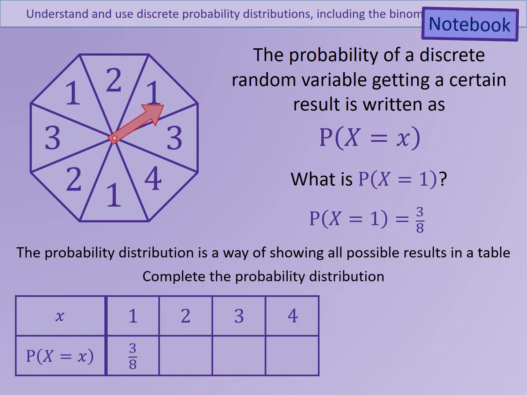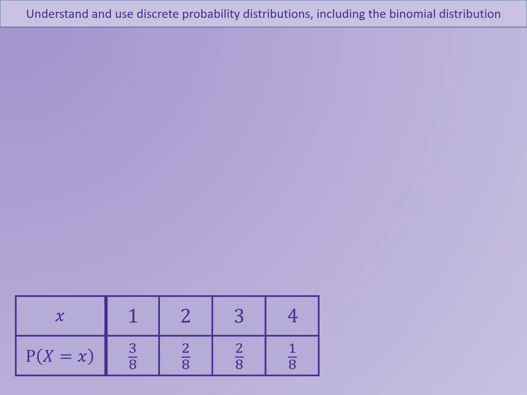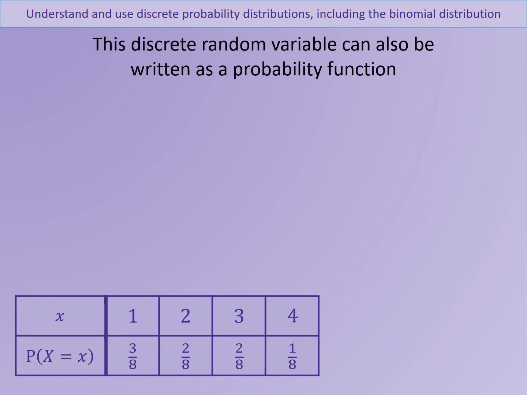So for 2, we have 2 lots of 2 on that spinner, so that's 2/8. Number 3, we have 2 of those as well. And the final one, we have 1/8. And what you should notice is all of these probabilities add up to 1. So if there is ever one probability missing from a table, then you should be able to work out what that missing value is.